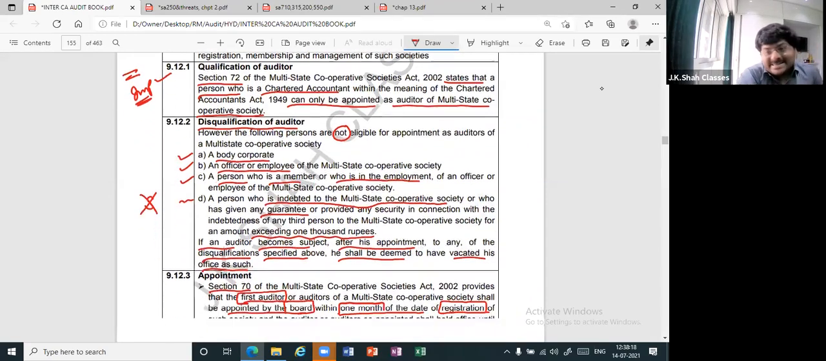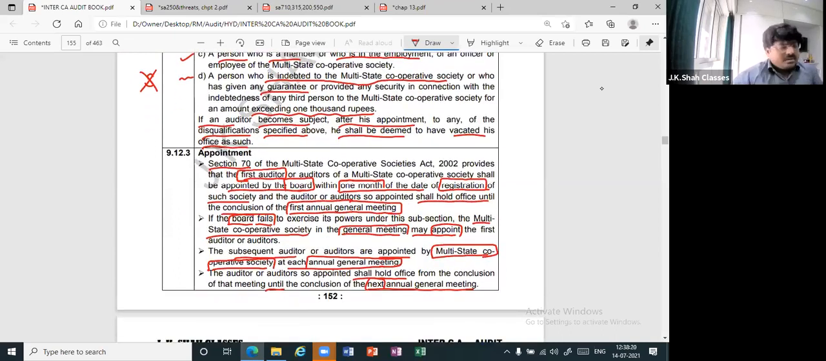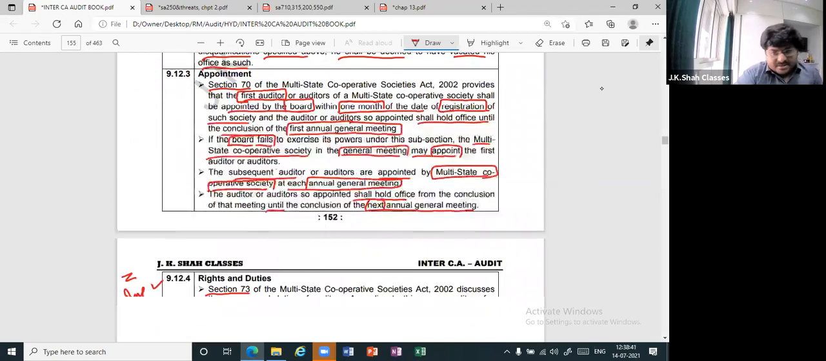Thereafter, appointment. Who will appoint the first auditor of the MSCS? Can I say it will be the BOD, within 1 month of the registration? If the BOD fails, the MSCS will appoint, and the auditor will hold the office till the first AGM. Thereafter, the subsequent auditor is appointed by whom? The MSCS, and will hold the office till the next AGM, 1 year. Correct. Not bad.